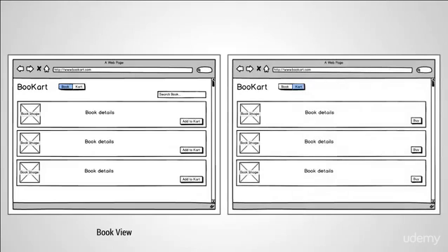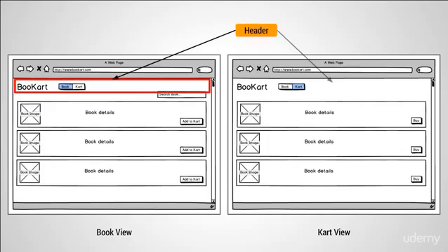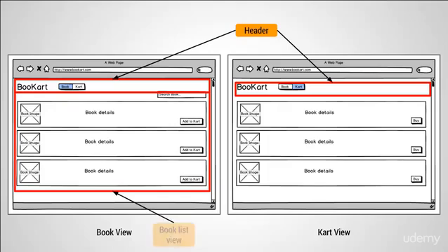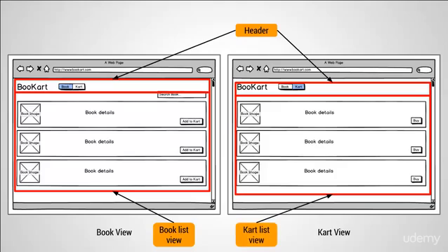Can you see the different views here? Yes, right. I can see two different views here, the book view and the cart view. Now, these views are more like pages of our application. Let's split them up into some more views. Well, I can see three different small views here. Header, which is common for both the pages, book list view, and cart list view. Did you guess the same?